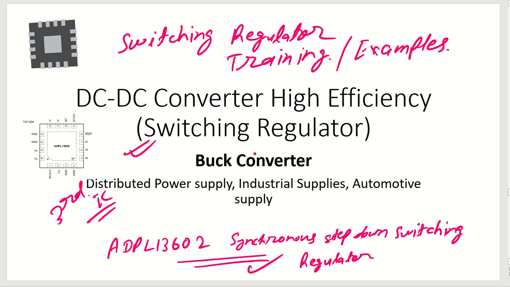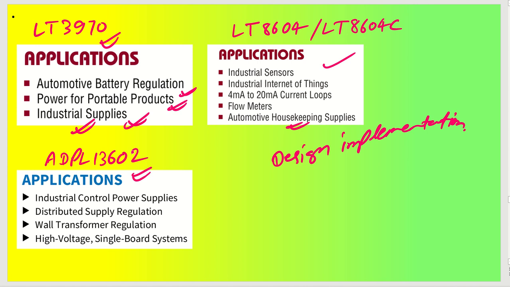So what we'll do is look at an application of the ADPL13602 IC, which is a synchronous step down switching regulator, and try to understand the applications and what information we should quickly read out from the datasheet to design our switching regulators. We have already seen the LT3970 applications, then the LT8604 applications. Now we'll try to understand the ADPL13602.